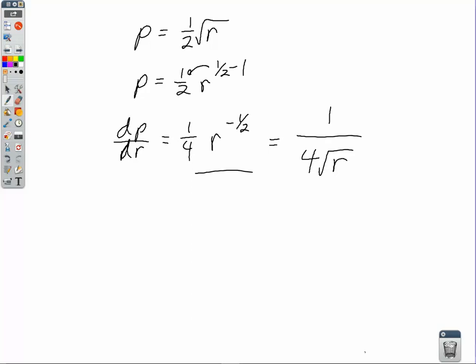Like, for instance, what can I do by leaving it in that notation? I can take the second derivative. D squared p dr squared is equal to, again, exponent times the coefficient, negative 1/8 times r to the negative 3/2 now. All right? And again, we can keep doing this as long as we want.